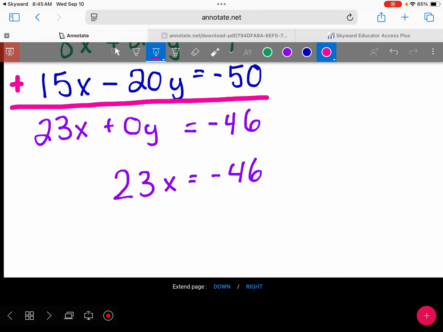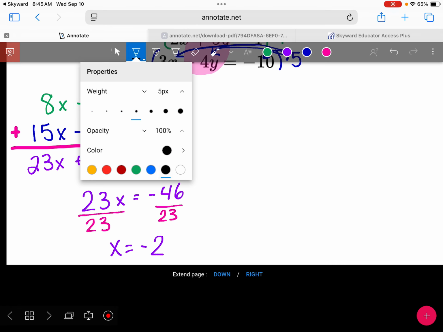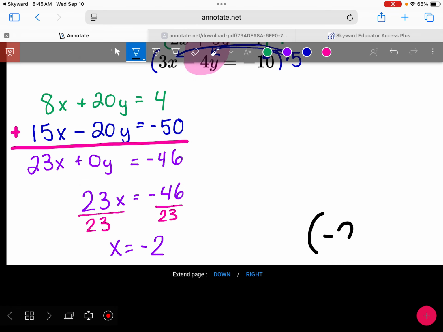So if we want to know what x is, we would need to divide both sides by this 23. And this is something we would want to probably put in a calculator. You can absolutely try and do it by hand. It doesn't come out gross. Negative 46 divided by 23 is what? Negative 2. So we know the x of our answer is going to be a negative 2. So my ordered pair is going to have negative 2. We just don't know what the y is yet. We got to figure out what that piece is.